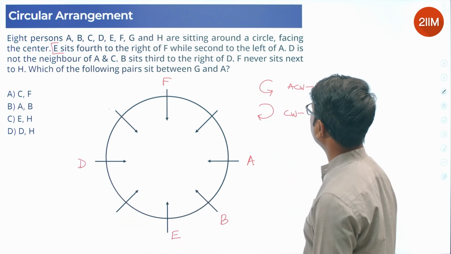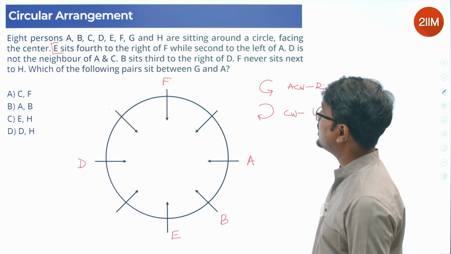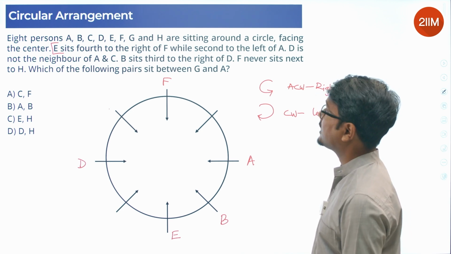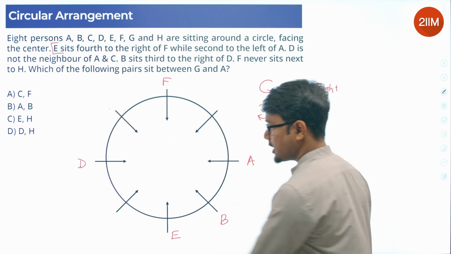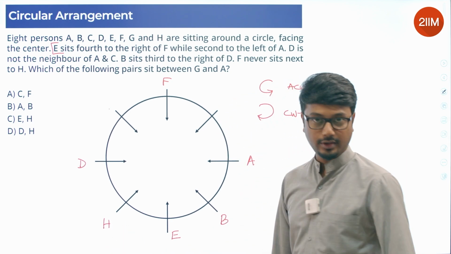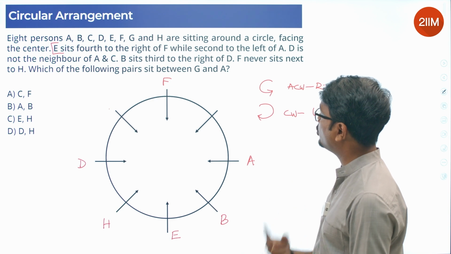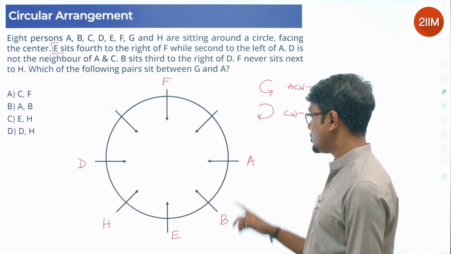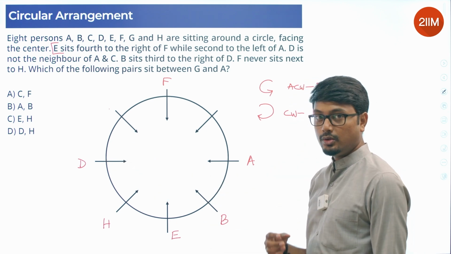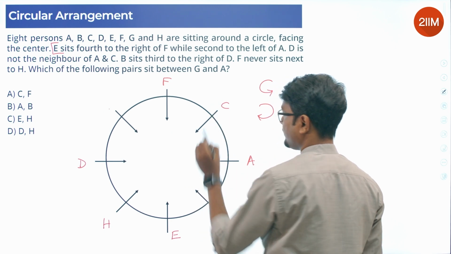Then what happens? F never sits next to H. So H will not be here. H should be here. That's obvious. We have got two more people. D is not the neighbor of A and C. D should not come here, obviously. So next to D, C should not be there. So C should not be here. C should be here. Okay.